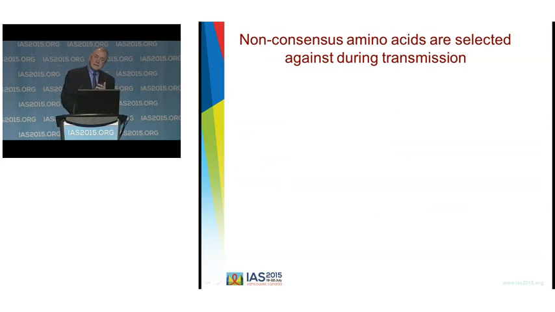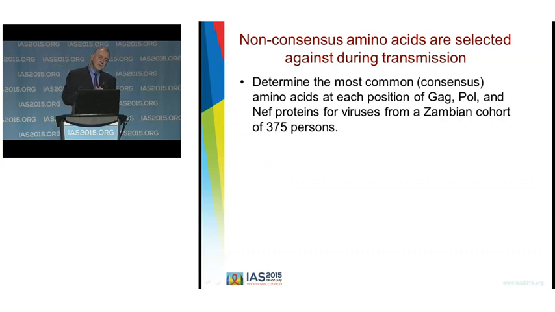So we wanted to test this experimentally. We first asked, are amino acids present in 3 functional proteins of the virus, GAG, POL, and NEF, preferentially transmitted in the transmitted founder virus relative to ones that are present in the transmitting partner viruses? So first we determined the most common amino acids at each position in each of these 3 proteins for viruses in a Zambian cohort of 375 people.